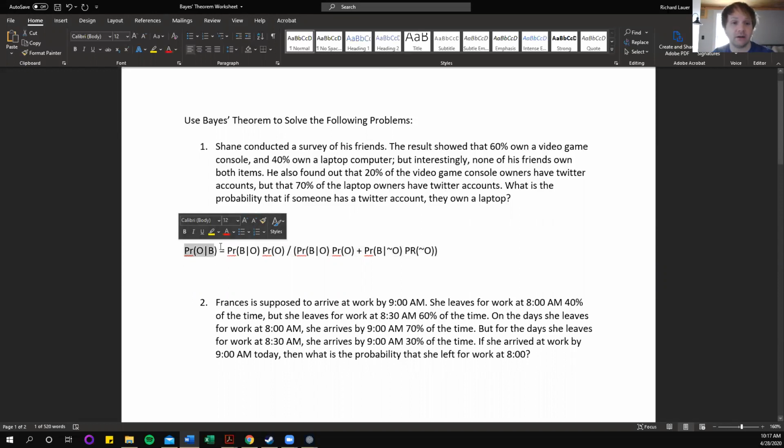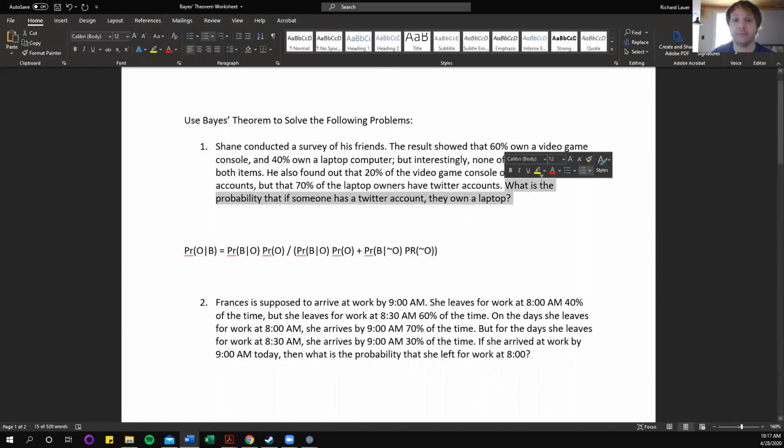Always begin here with the conditional probability. We need to figure out what our key is going to be and how we're going to define the letters in that key so that we know exactly what it is that we're hunting for. We're hunting for the probability of. In this case, the important piece of information is right here at the end where this question occurs. So it says, what is the probability that if someone has a Twitter account, they own a laptop?